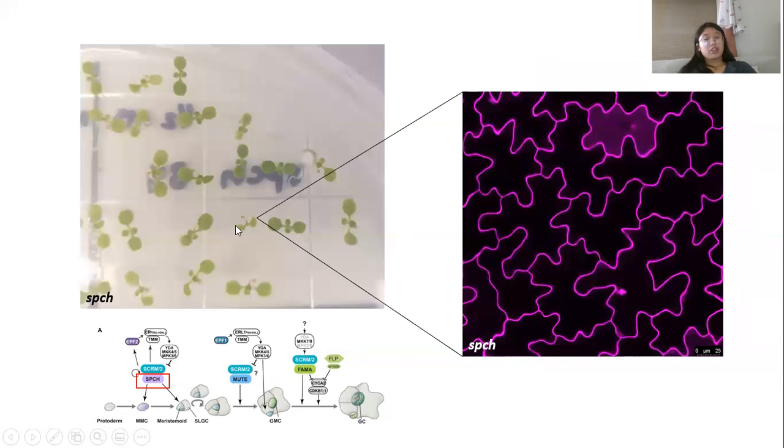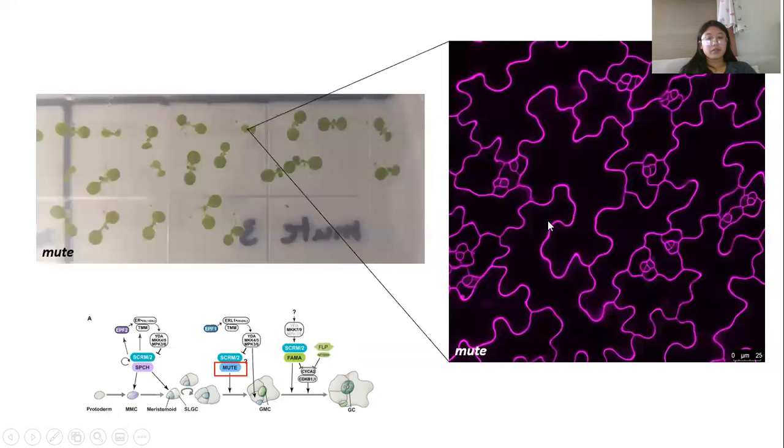The first transcription factor is SPEECHLESS, which regulates the transition between a meristemoid mother cell into a meristemoid, so therefore it regulates the entry into the stomata lineage. And since mutations in this particular transcription factor can prevent the formation of stomata or any of the successive divisions.